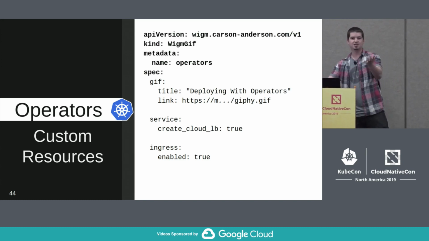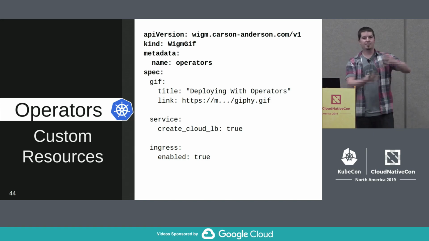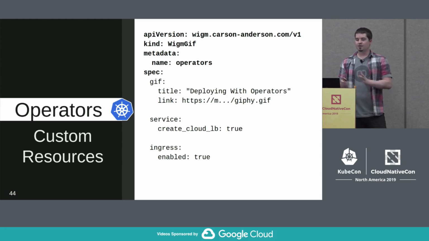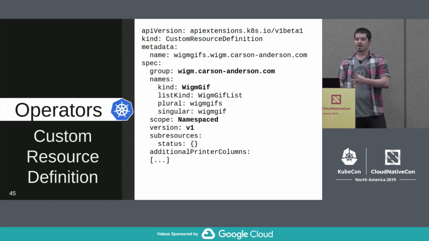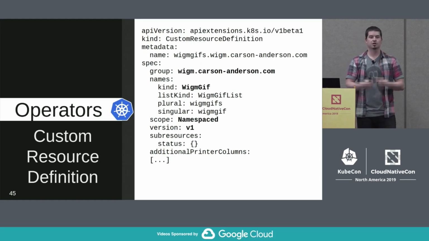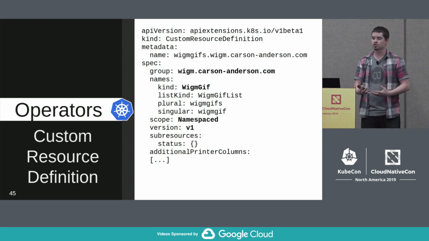We wrap that same, it's the exact same YAML. I'm just wrapping it in some Kubernetes metadata and saying, hey, this is the spec of a WIGM GIF now. And of course, in order to do this, you have to tell Kubernetes, OK, here's a custom resource definition. They're going to be called WIGM GIFs. This is the API and the version.